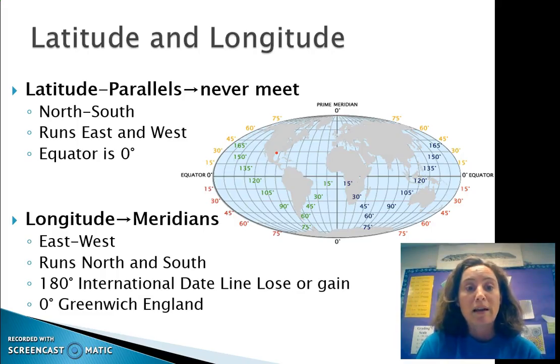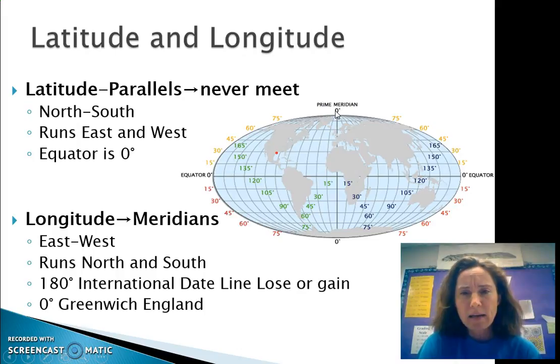Map skills, latitude and longitude. Latitude are parallels. They run west to east or east to west. However, they actually measure north or south of the equator. So these are our lines of latitude. Equator is 0, which puts the poles at 90 degrees, either 90 degrees north or 90 degrees south of the equator.